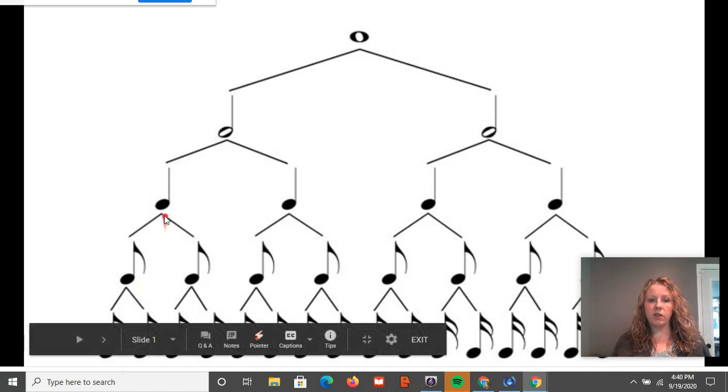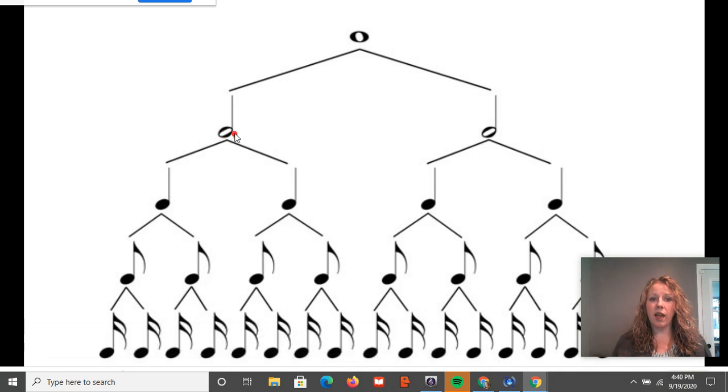Two eighth notes added together equals a quarter note. Two quarter notes added together equals a half note, and two half notes added together equals a whole note. And we know that we've been working mainly when we do our rhythms from the eighth note pulse or the quarter note beat. So two pulses fit in one beat.